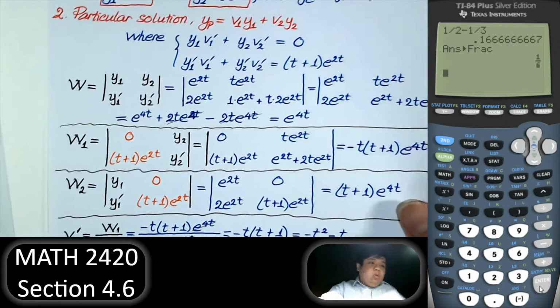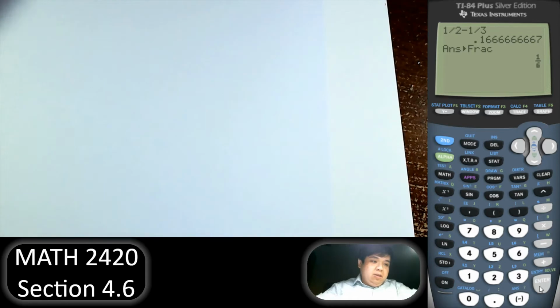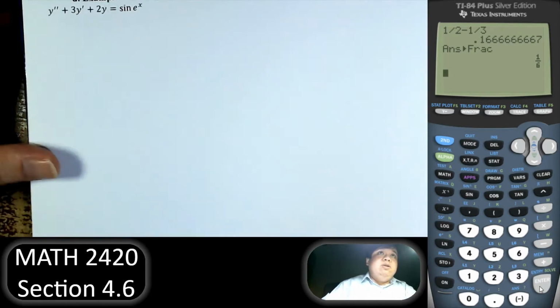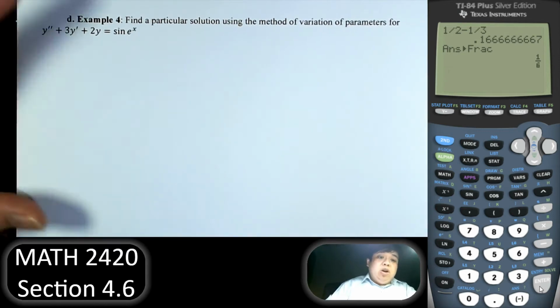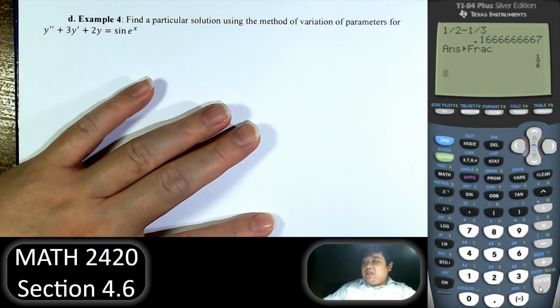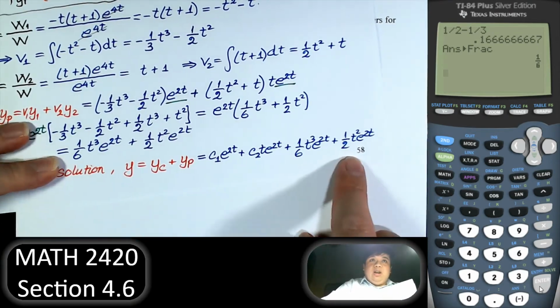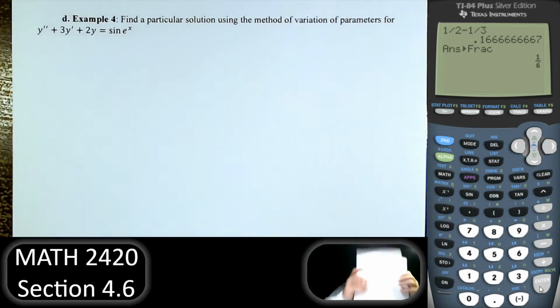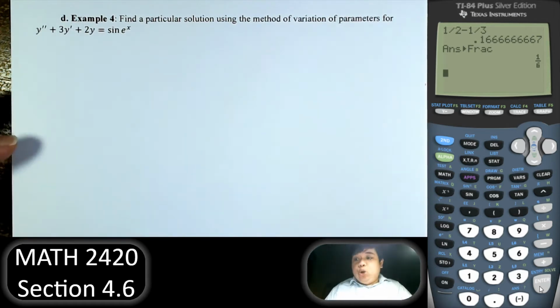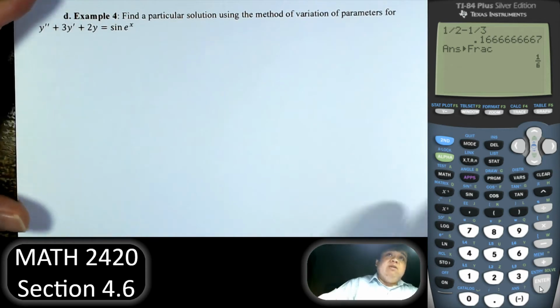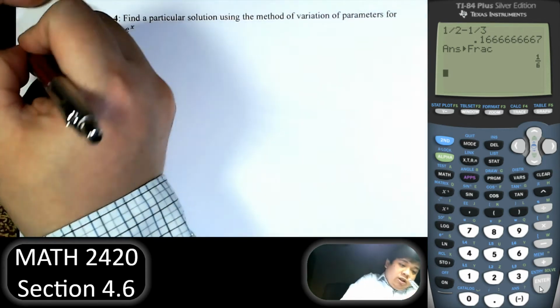Right, let's look at one more example. This is the example. Find a particular solution. In this case, we don't need to write the last step, because we can get a particular solution, and that would be very good already. So still the same thing. First step, complementary solution.